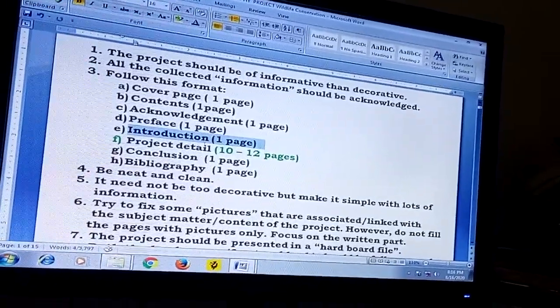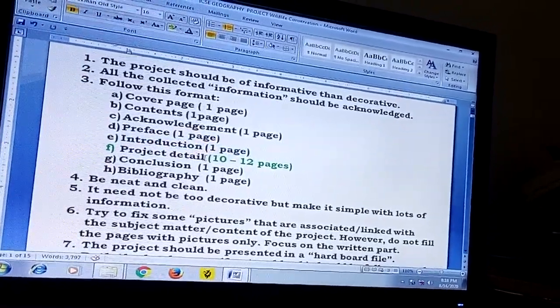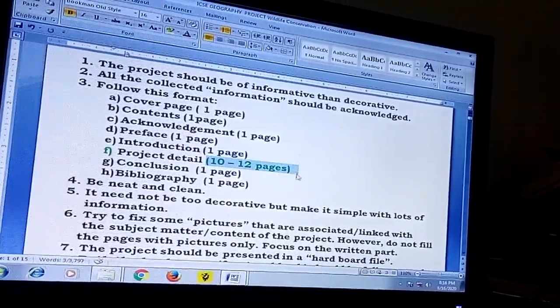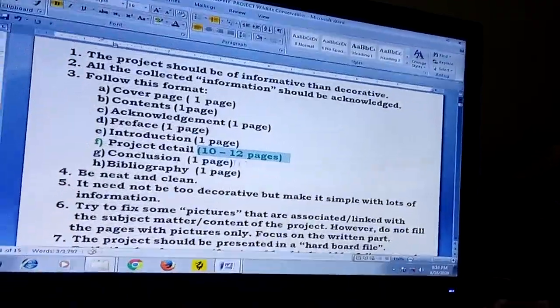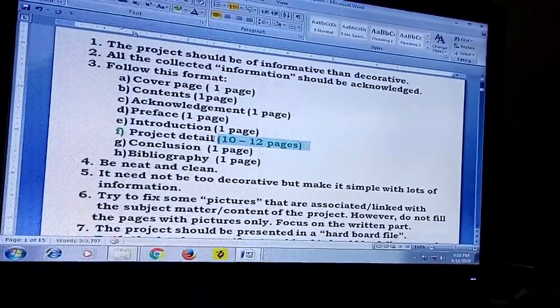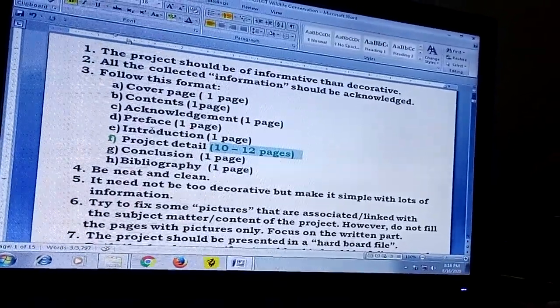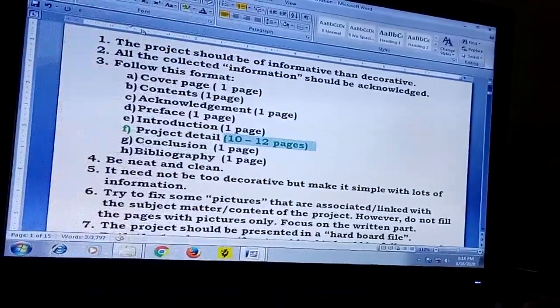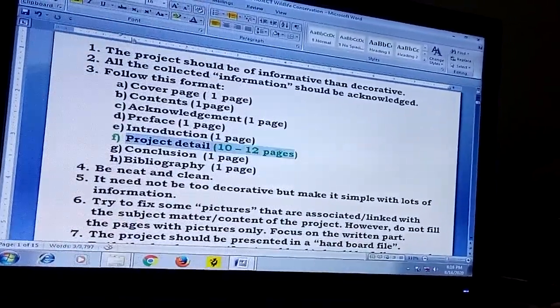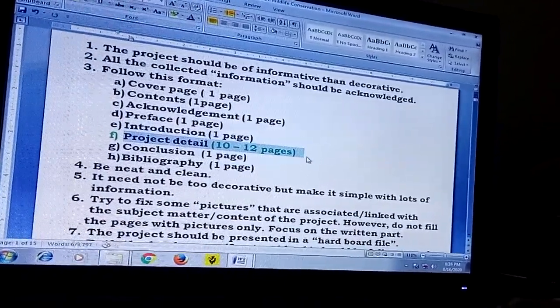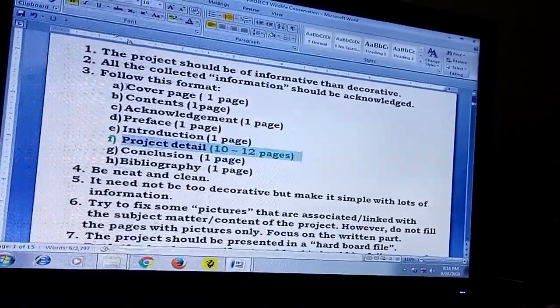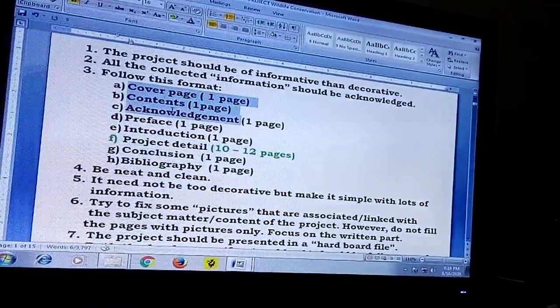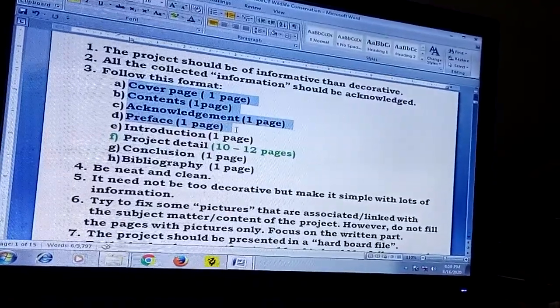So, the introduction of that particular topic, and this is the main thing called the body, the project body. All that you are going to write about your project between the introduction and the conclusion or bibliography, this is the main thing. On this basis, you will get the marks. Remember, you may not get marks on the basis of the cover page, content, acknowledgement, preface, etc.